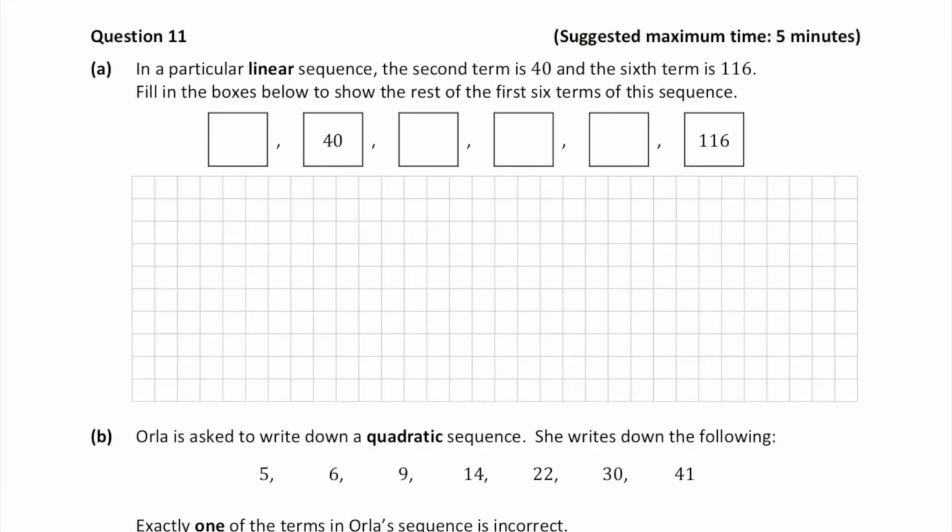Hey guys, here's today's question, which is all about patterns. This question is worth 20 marks in total, 10 for part A and 10 for part B. In part A, we're given two terms and told that this is a linear sequence.